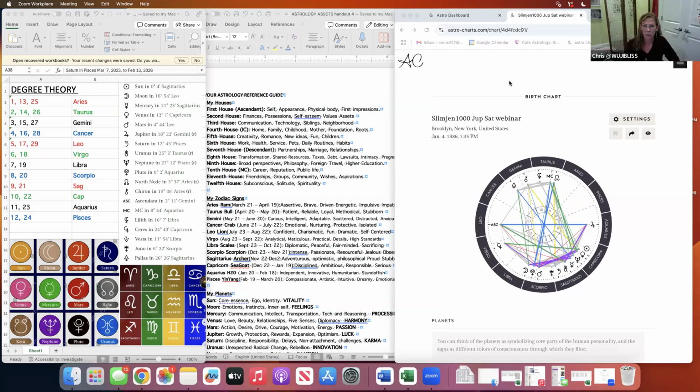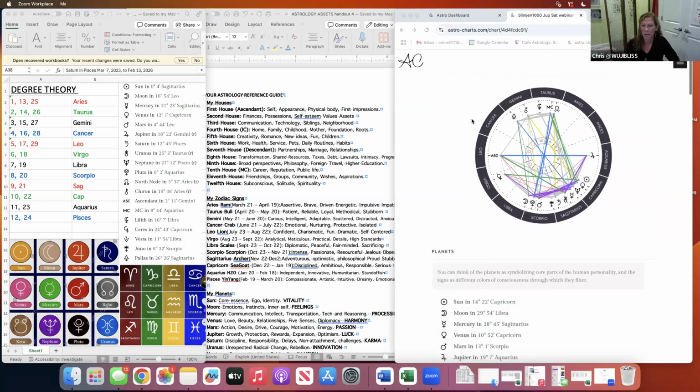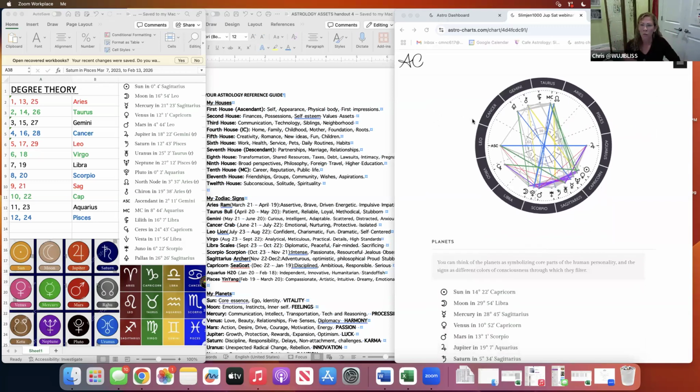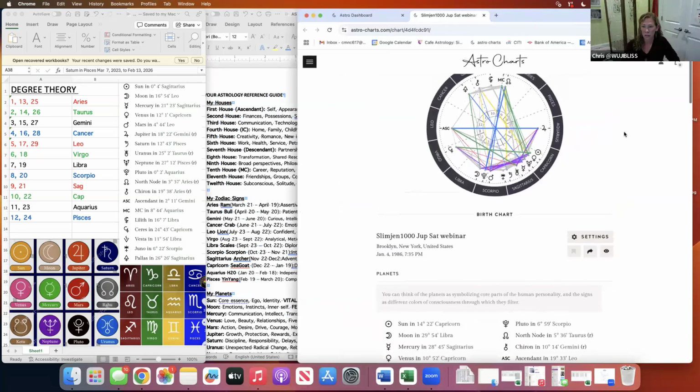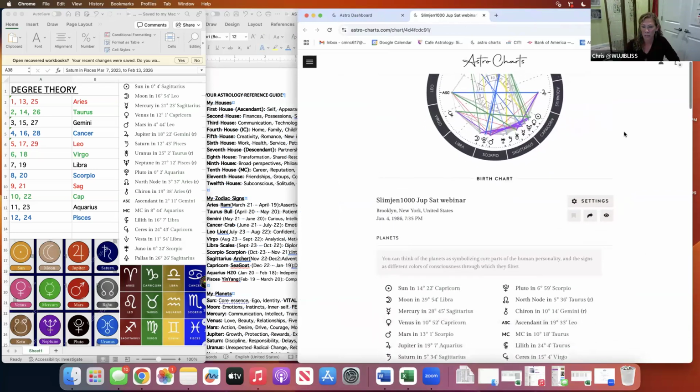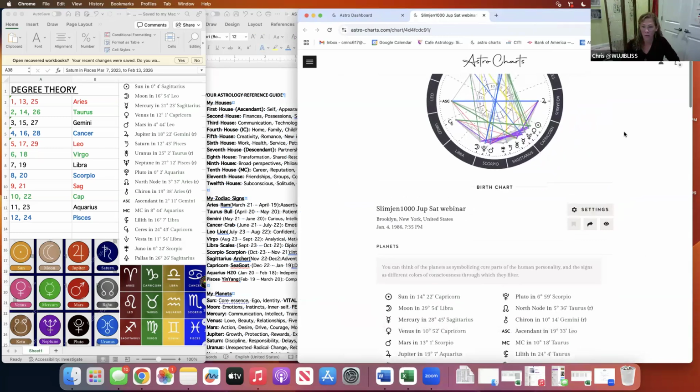Okay, I am sharing my screen. We're going to work on Jen's chart first. We're going to recognize the glyphs of Jupiter and Saturn in this way. Jupiter is the glyph that looks like a number 4, and Saturn is the glyph that looks like the number 5. And in Jennifer's chart, it looks like Sagittarius is the zodiac sign that Saturn is in, and Jupiter is in Aquarius.